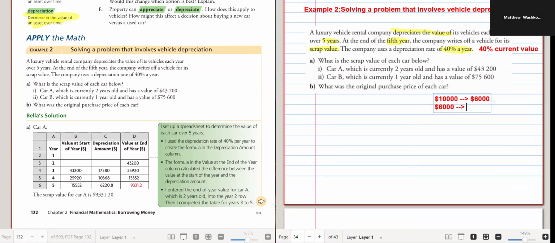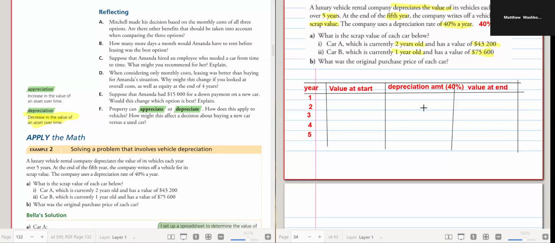So now 6,000 might be worth 4,000. And then a 4,000 might be worth 2,500. And then a 2,500 might be worth 1,500, and so on and so forth. I'm picking random numbers there. So you can see that the decreases get less each time, but it's still 40% of its current value. So what is the scrap value of each car below? Car A, which currently is 2 years old and has a value of $43,020. Or car B, which is 1 year old and has a value of $75,600. So that's question A. And question B is, well, how much is the original price of the car?